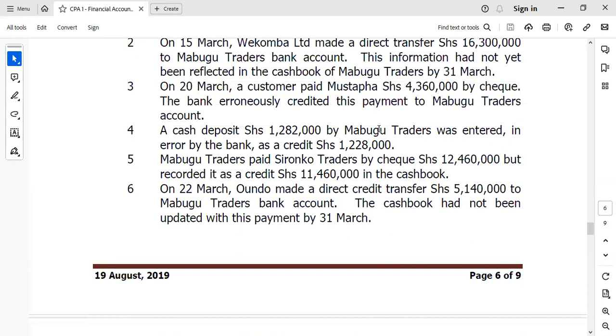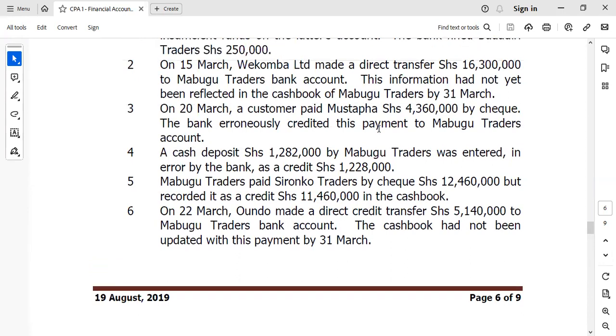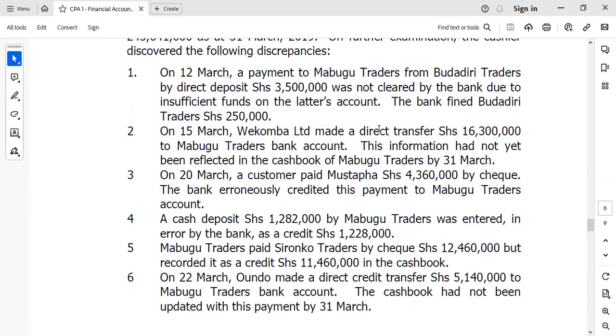Then when we go back to our question, the bank made some errors somewhere. There was a bank error. We have different bank errors here. Look at note 3. On 20th March, a customer was paying Mustafa 4,360 shillings by check. The bank erroneously credited this payment to Mabugu Traders account. Mabugu Traders account was credited in error.